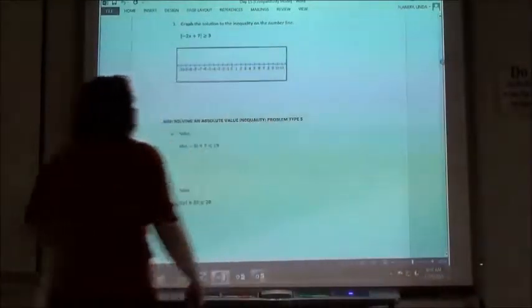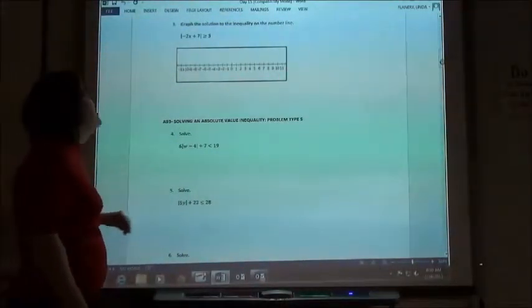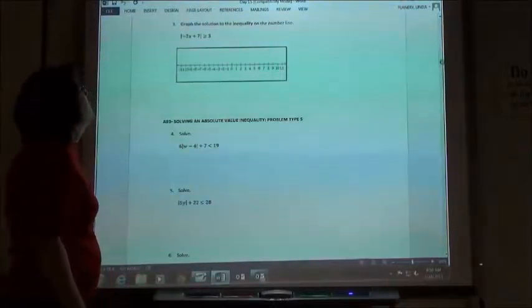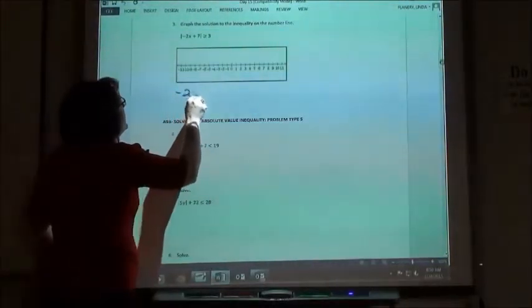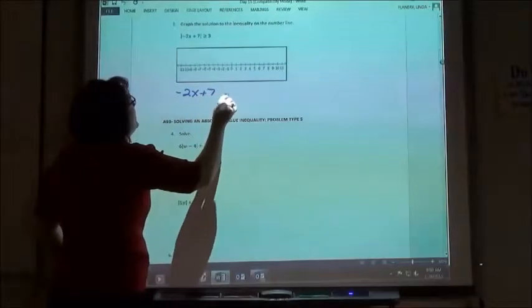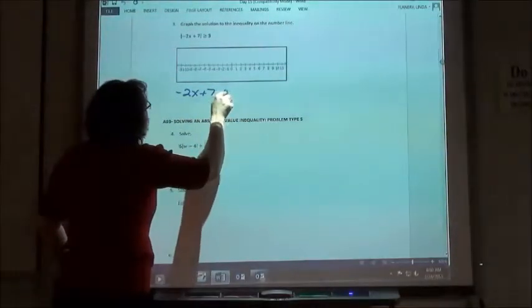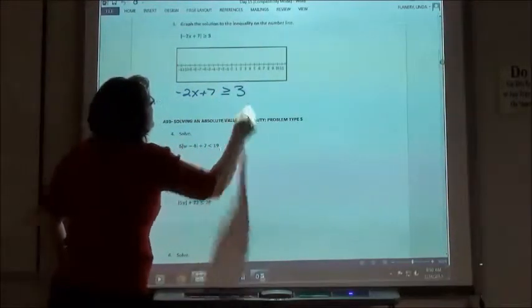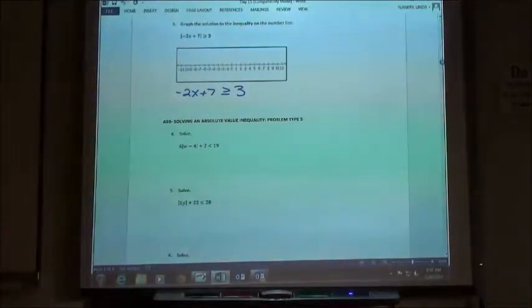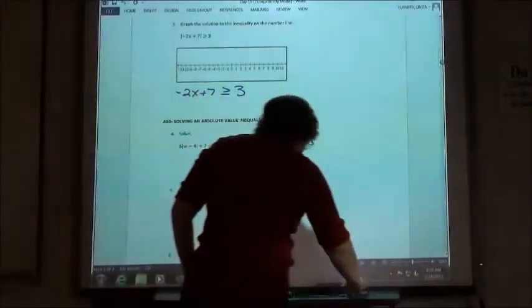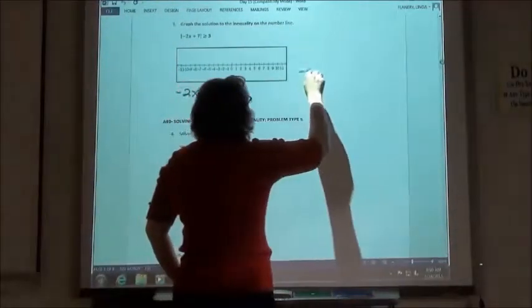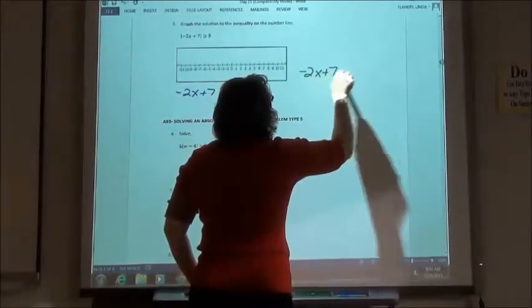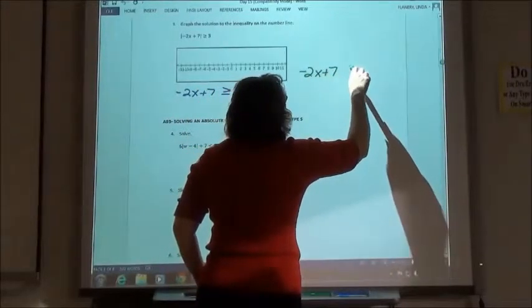So, I've got an absolute value problem. I have to do my two problems. If I do my two problems, my first problem would be negative 2x plus 7 is greater than or equal to 3. My second problem, negative 2x plus 7 is less than or equal to negative 3.